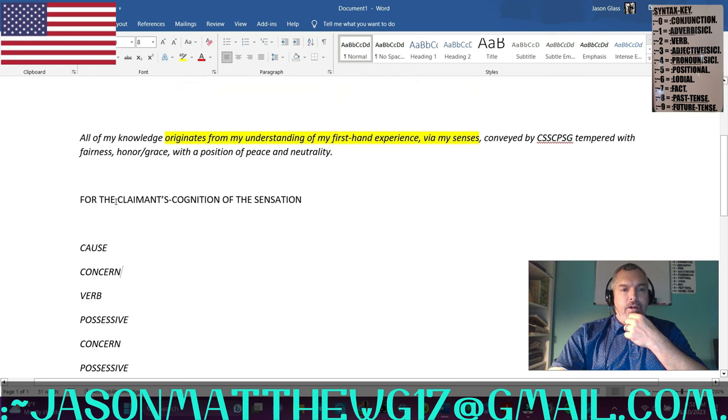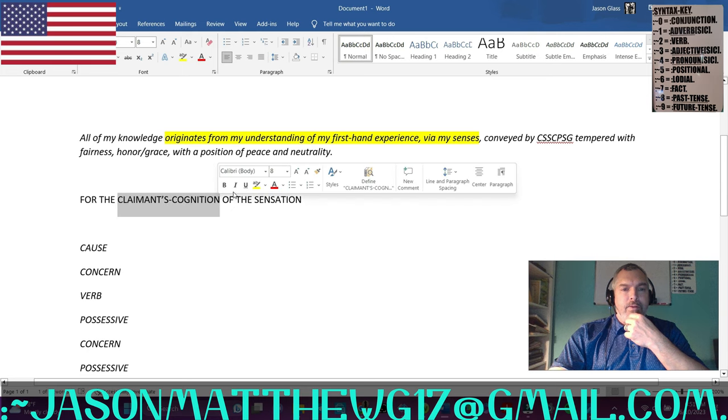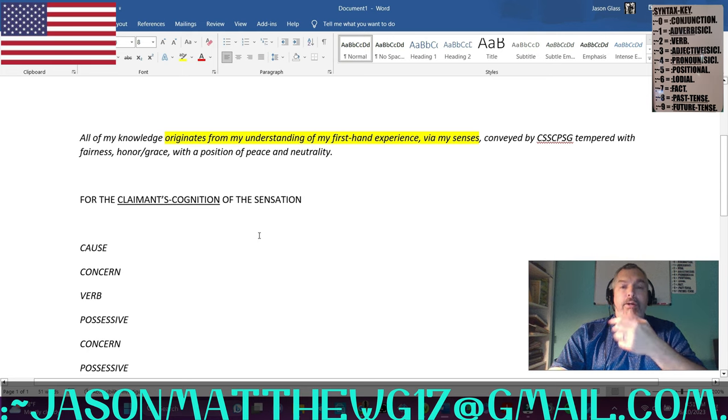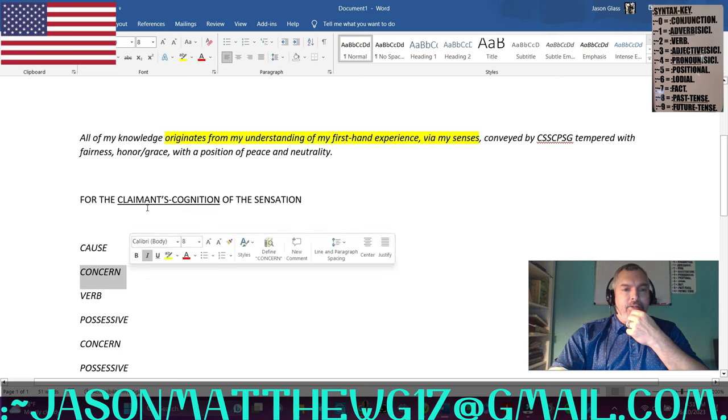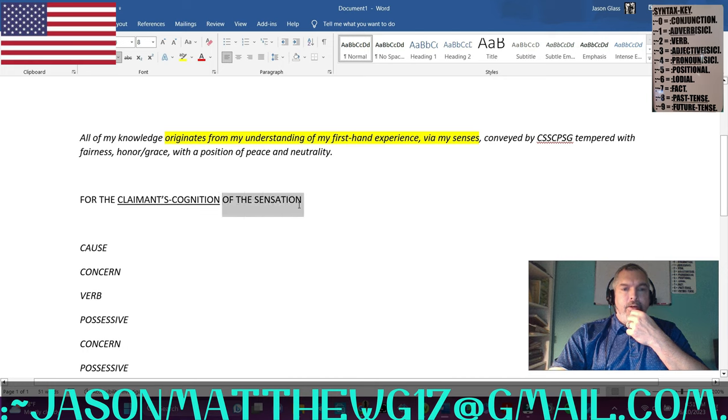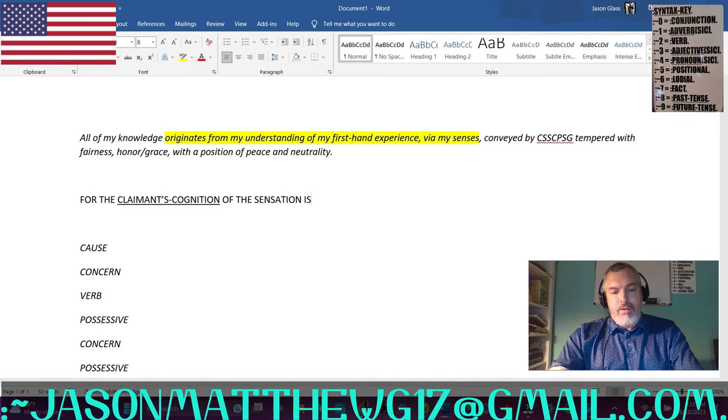So we have the cause, which is claimant's cognition. That's a compound fact. That's to be taken as a whole. I'm going to underline that. And now the concern, the second in the order of operations, is of the sensation. Now we have to put our verb in there. Claimant's cognition is singular, so therefore the verb would be singular also. Is. Now we go into the possession.